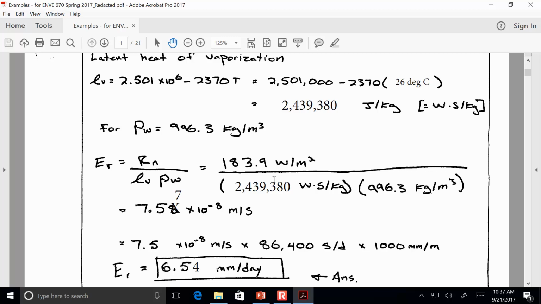So the units actually do work out here that we have meters per second, the rate that the water is going to be evaporating on a meters per meter basis, a square meter per square meter, because we've taken into account the radiation intensity and the density of water. So in the end, it should be 6.54 millimeters per day.